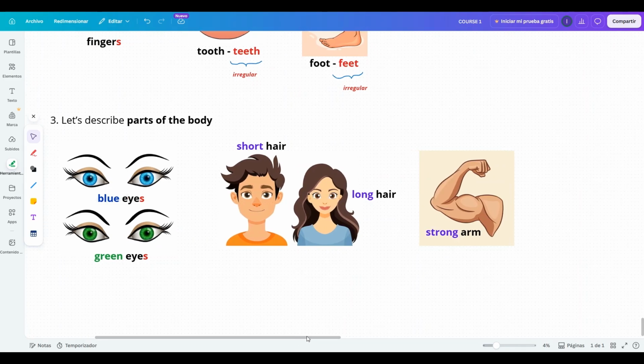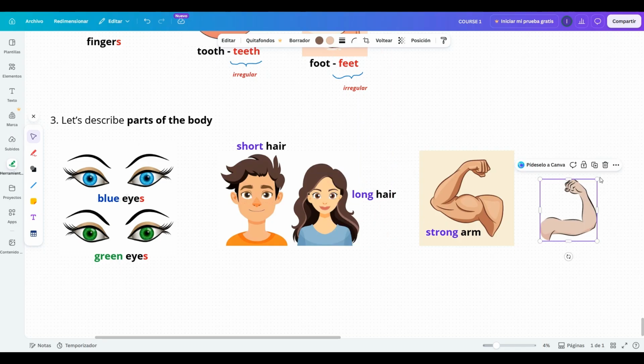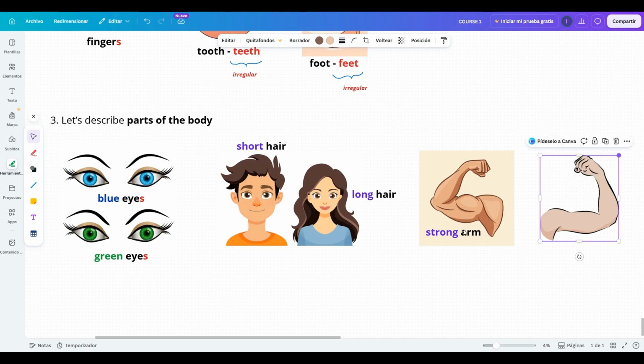Or you can say the opposite, okay? The opposite of strong is weak arm. Or what else can we say? Okay. You can say, hey, that's a strong arm. What about this? This is a thin arm or weak arm.